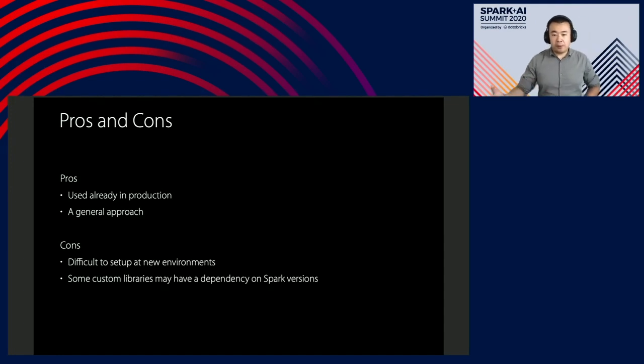So the above approaches have some pros and cons. The above approaches are already used in production and are stable, and they're general approaches that people can use with Prometheus. However, the problem is that it's really difficult to set them up in a new environment. And also some custom libraries have to be added into your Spark application, which people probably prefer not to do.